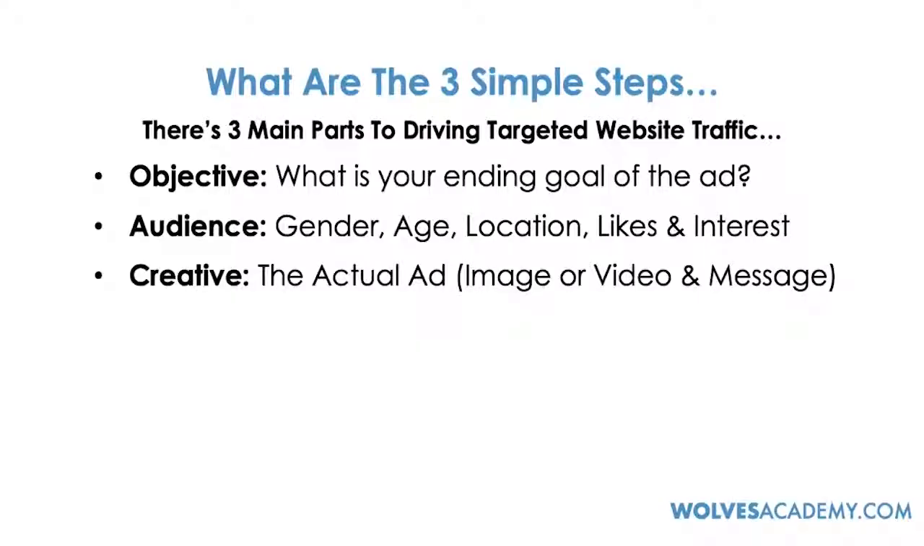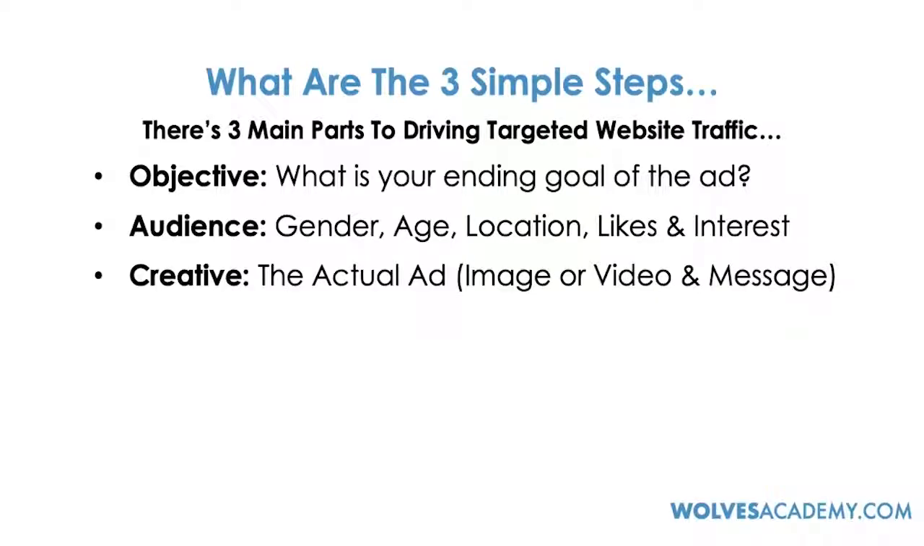So now that we know the process, we're going to focus on the front end, which is the traffic. So what are the 3 simple steps? There's 3 main parts to driving targeted website traffic. The first is knowing your objective. What is your ending goal for the ad? That's basically the campaign objective. And we're going to show you guys some examples in a second.